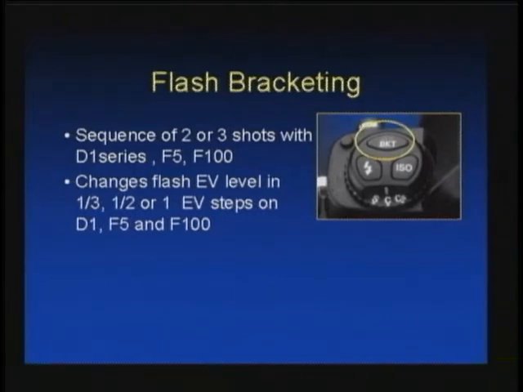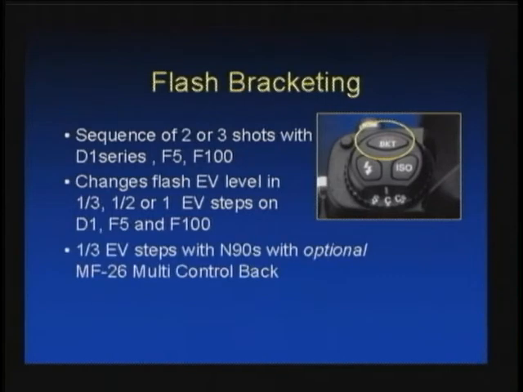Now when you use flash bracketing, you can change your EVs by 1/3, 1/2, or 1 step on the D1, the F5, and the F100. And with your N90S and its multi-control back, you can change that in 1/3 EV steps. So you can get quite a bit of range on your flash exposures when you use flash bracketing.